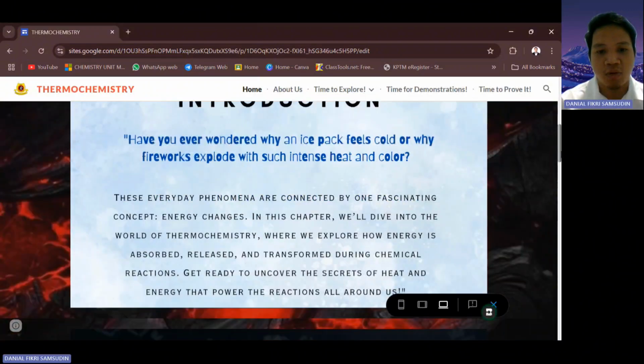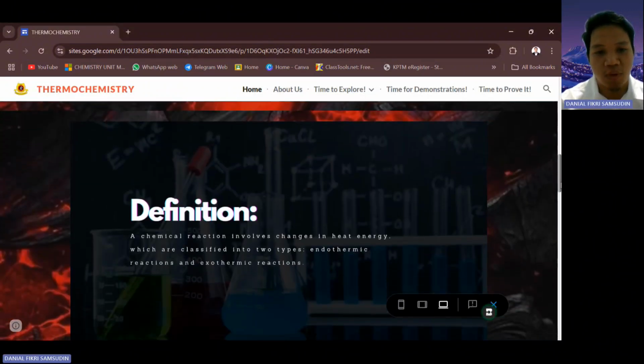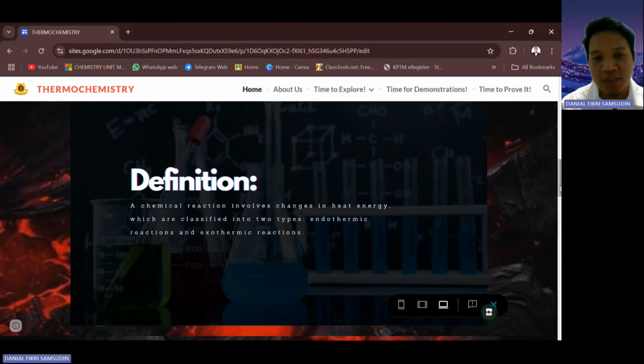Then we also include the definition of thermochemistry, where the definition is very important and will also be asked in the exam questions. Later on, my friend will show you the quizzes. There are a few questions.